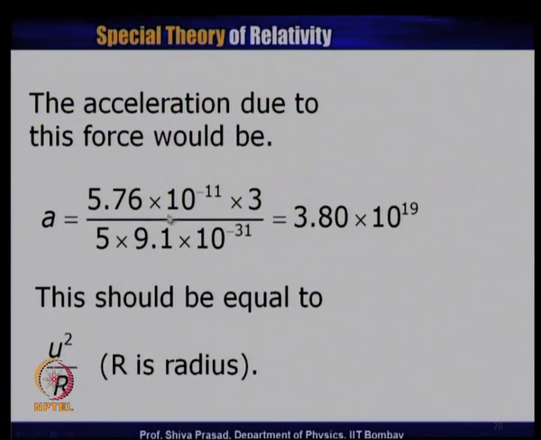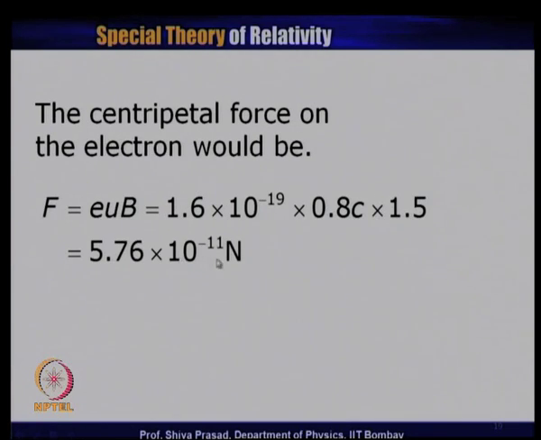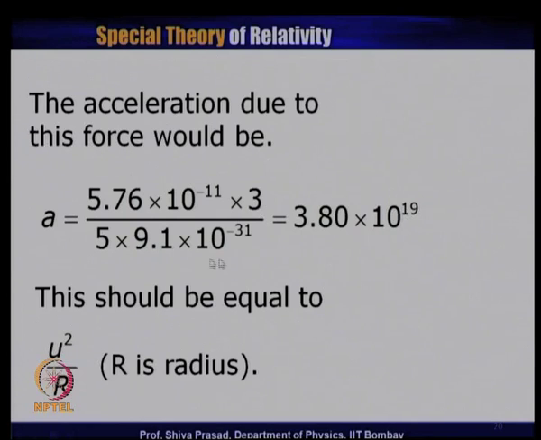This is the value of the force which we have just found out in the previous transparency, 5.76 into 10 to the power minus 11 newton, divided by m naught, the rest mass of the particle. I am taking approximately the mass of the electron as 9.1 into 10 to the power minus 31. Of course, there is a gamma u, which is 5 by 3, which is here. So, this acceleration turns out to be 3.80 into 10 to the power 19 in SI units.